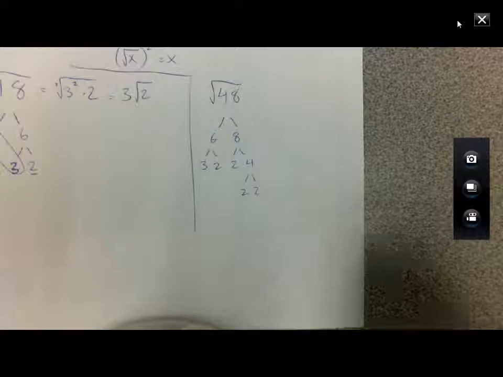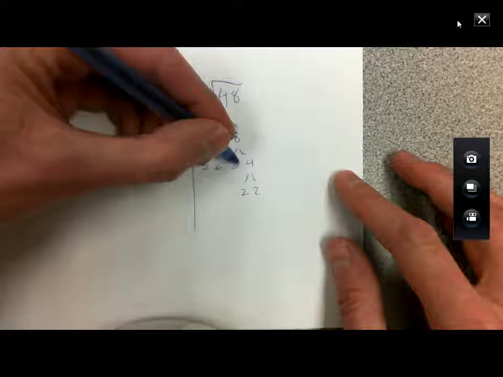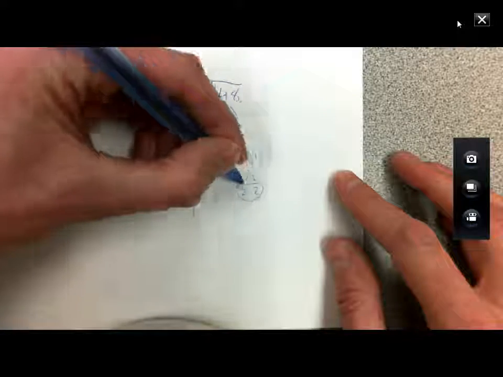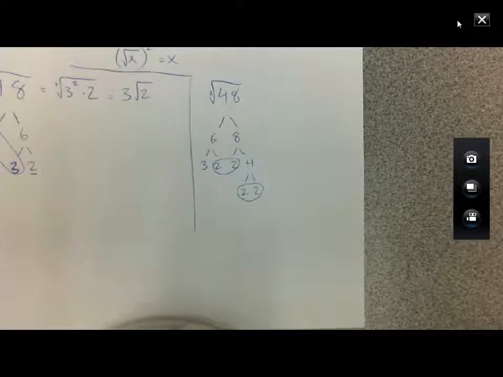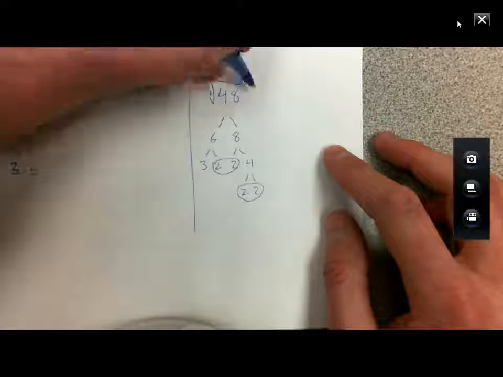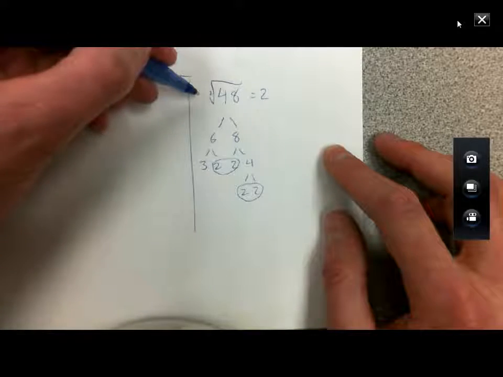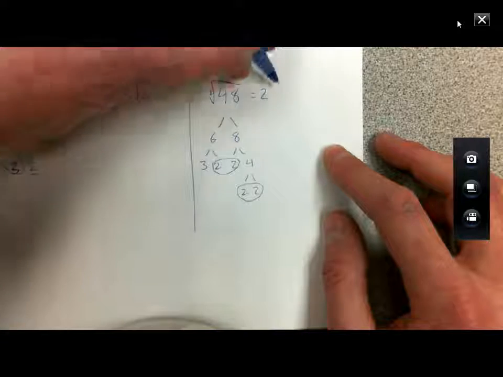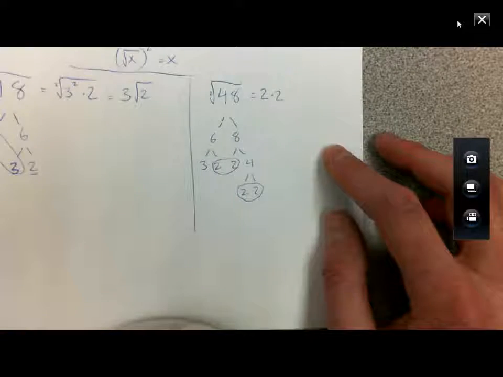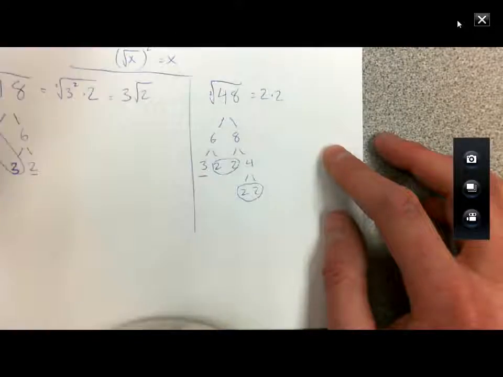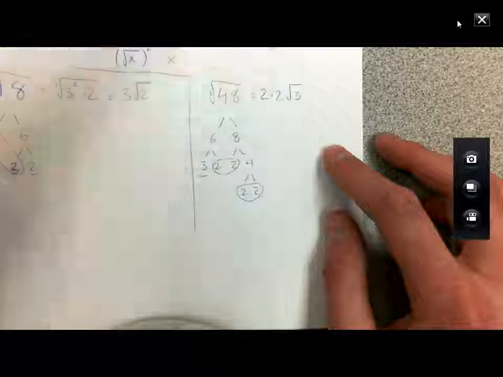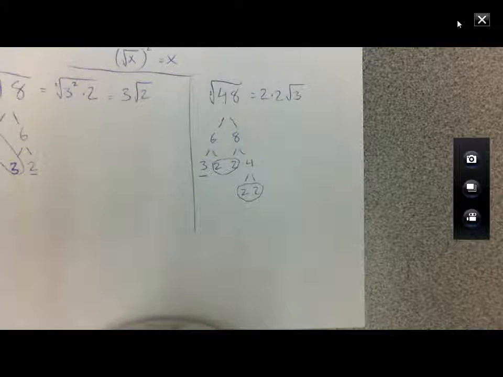Looking for groups of 2. I've got 2 2s. I've got another 2 2s. Because this is a square root, I'm looking for groups of 2. Because I have at least one group of 2 2s, I can bring that 2 outside of the square root. I've got another group of 2 2s. So I'm going to bring that outside the square root. And there's a 3 left over. So I'd have 2 times 2 times the square root of 3.